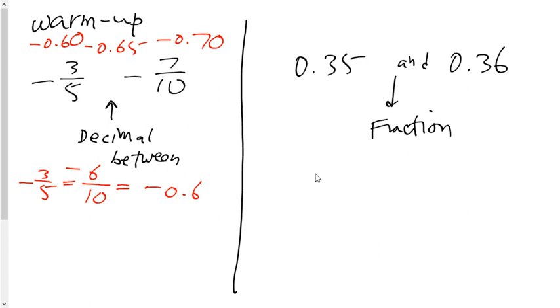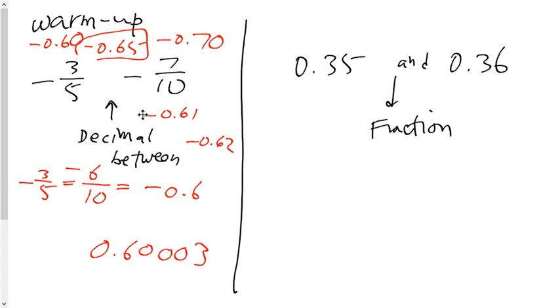All right. So the first one would be that, and you could have any numbers. You could have -0.61, -0.62. You could actually have -0.60003. That would also be one that would be between there if you wanted to. So there are infinite possibilities for decimals, but the one that's midway between it is -0.65.